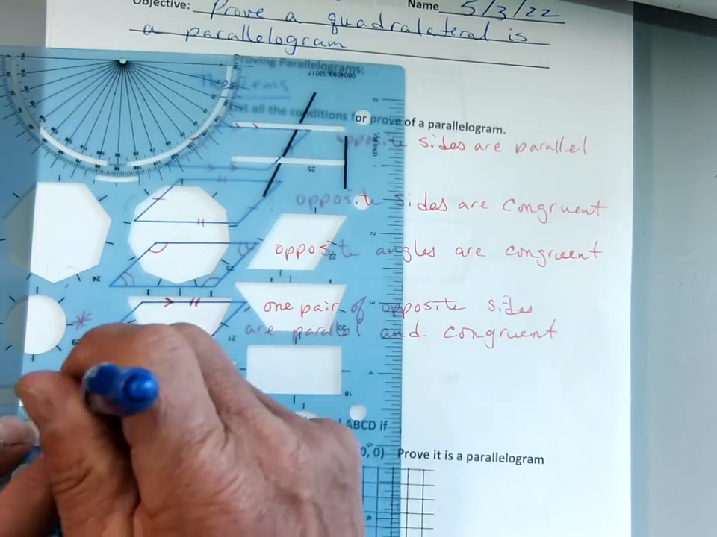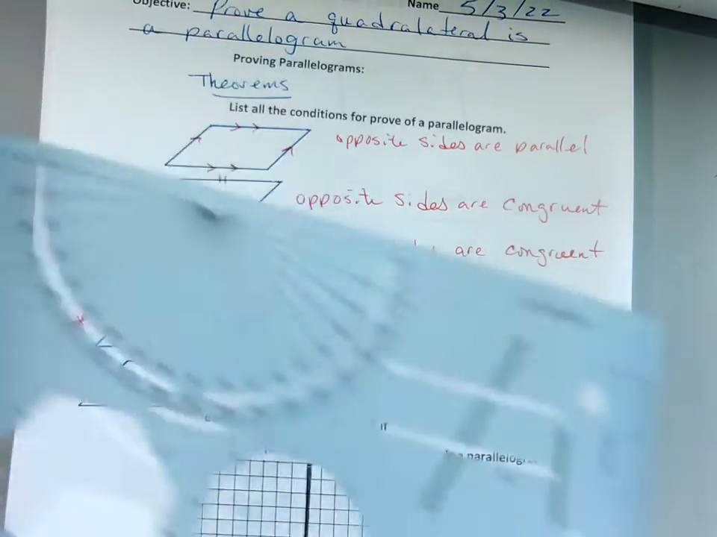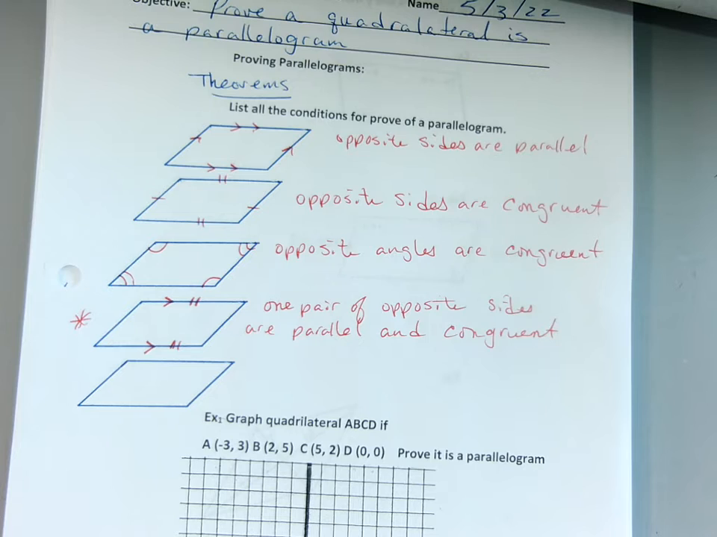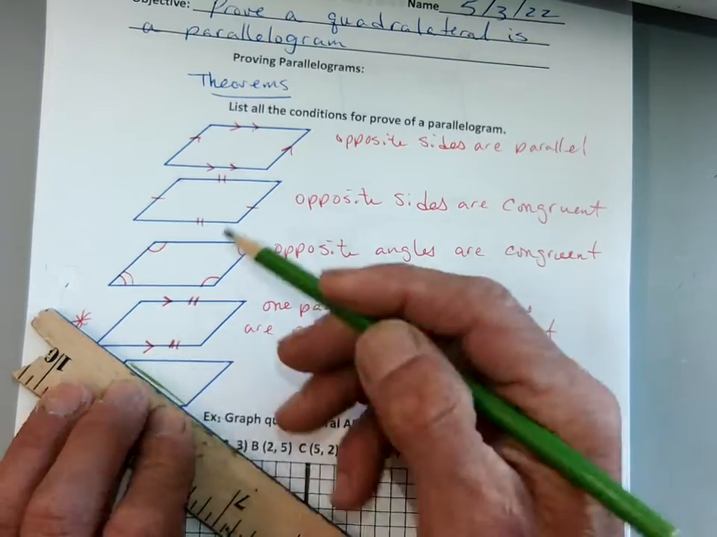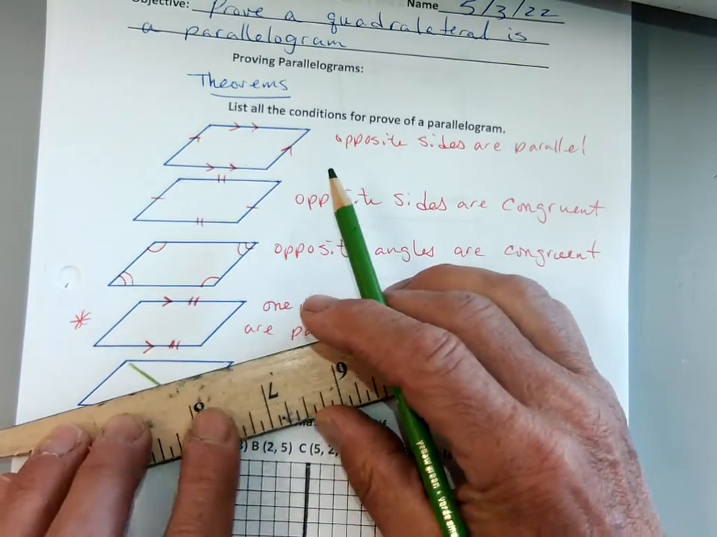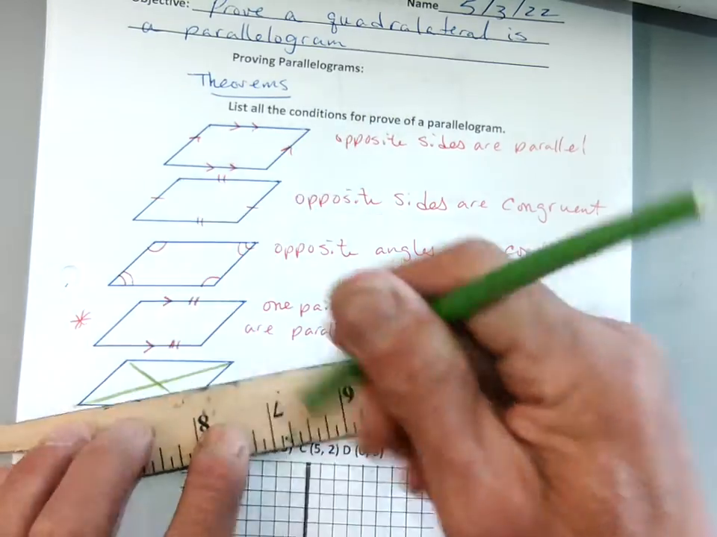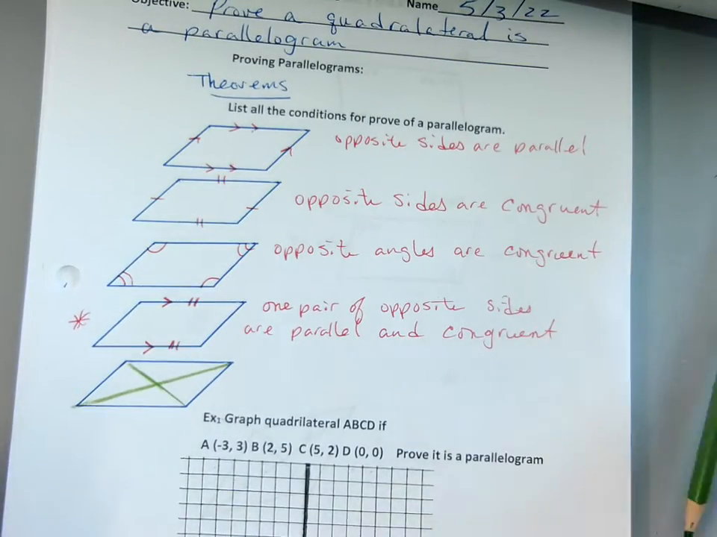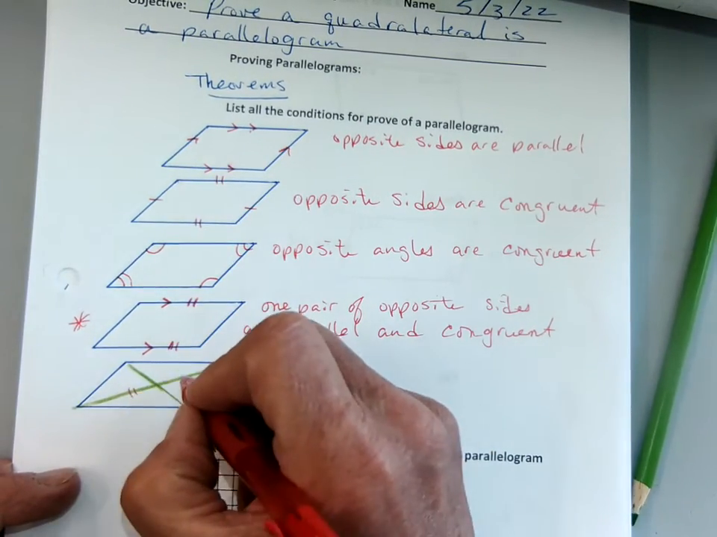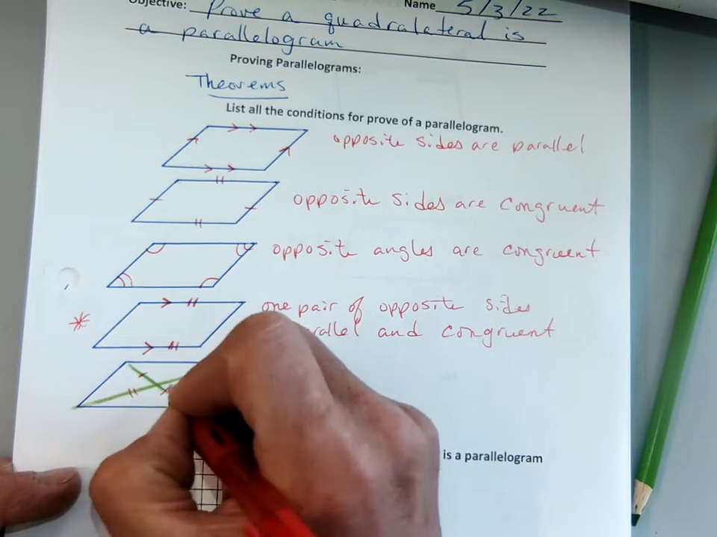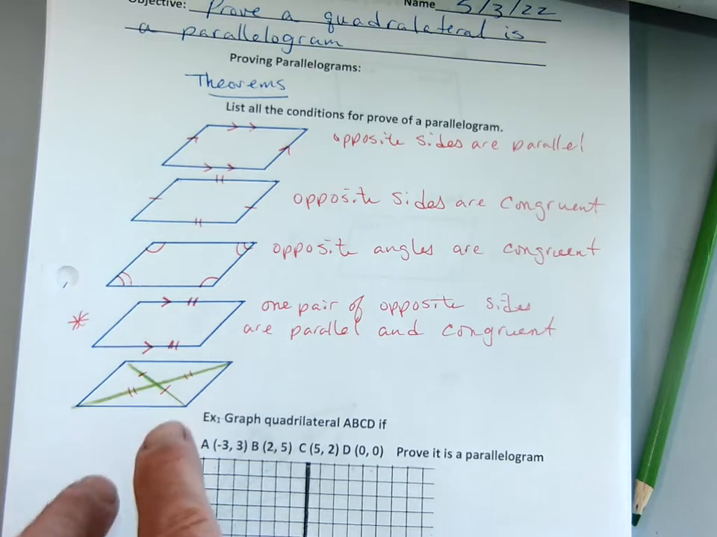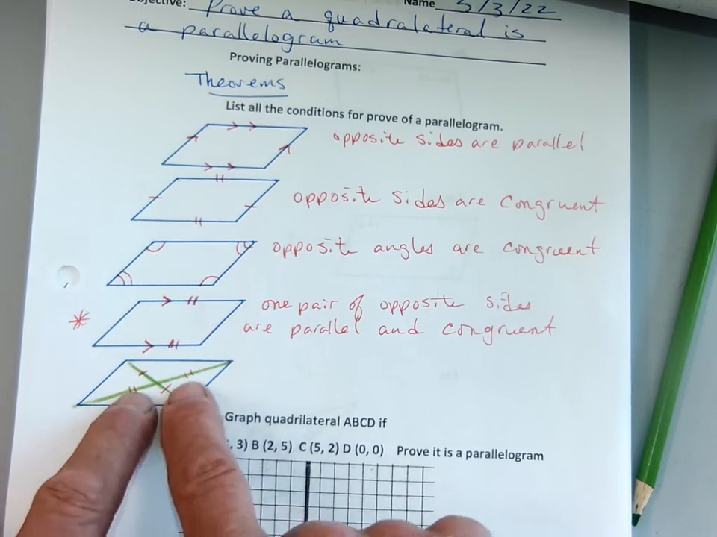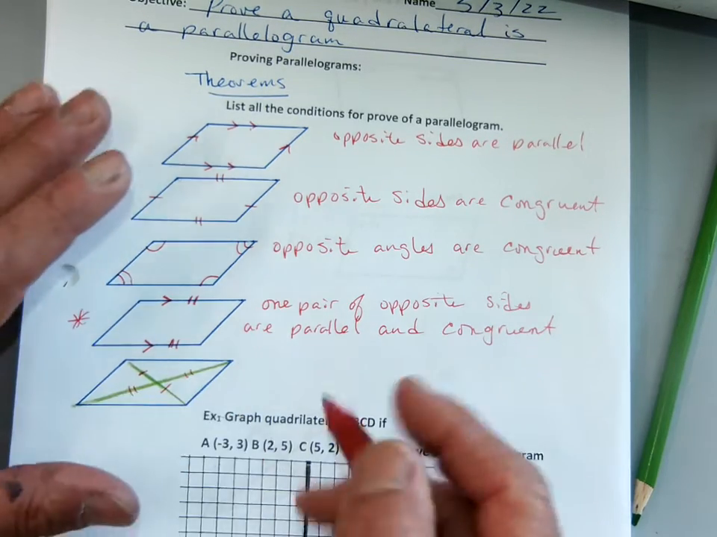And then finally, the 5th one is about the diagonals. So the 5th way we can prove these is to look at the diagonals. I'm going to draw my diagonals in here like this. If they bisect each other, which means they cut each other in half, that's equal to that, and that's equal to that. So if diagonals bisect each other, meaning this piece is equal to that piece, same length, and this piece is equal to that piece, same length.